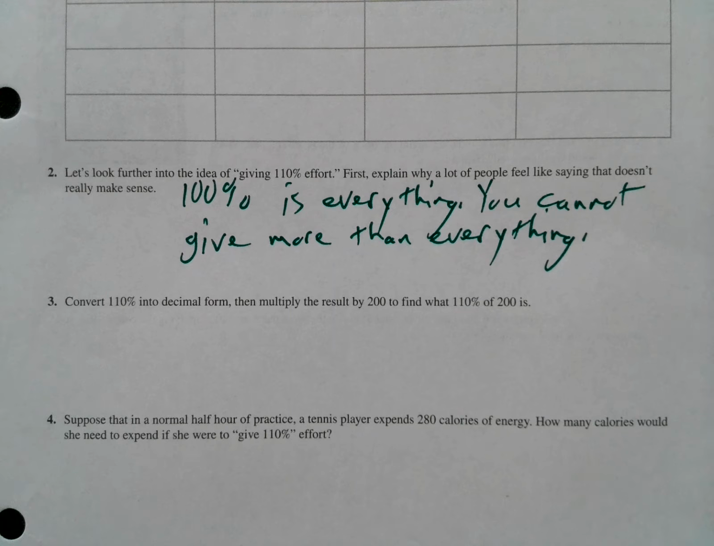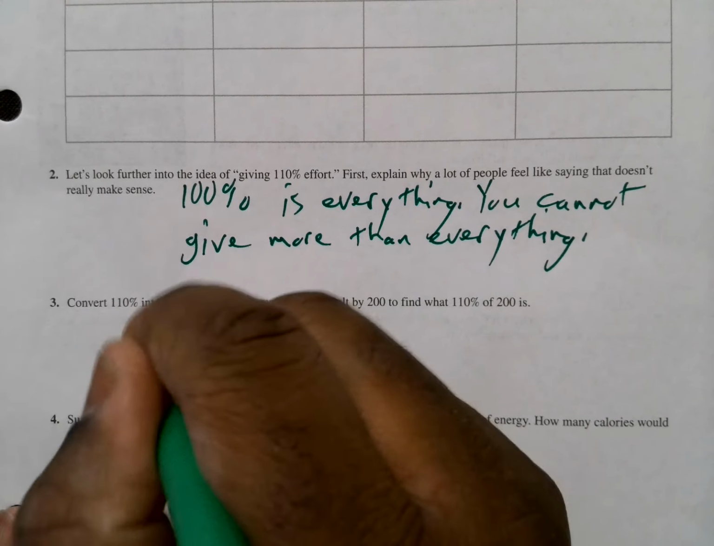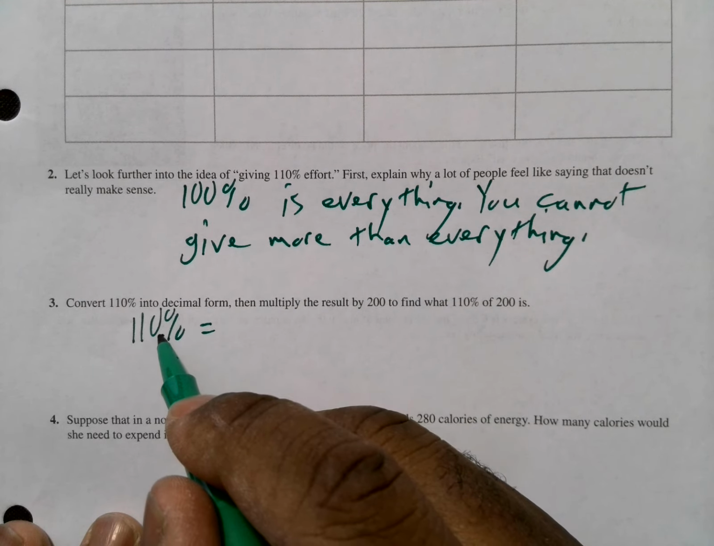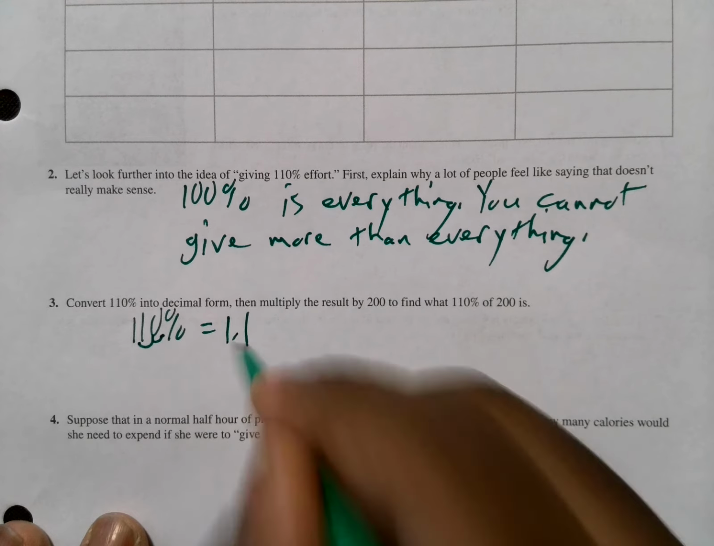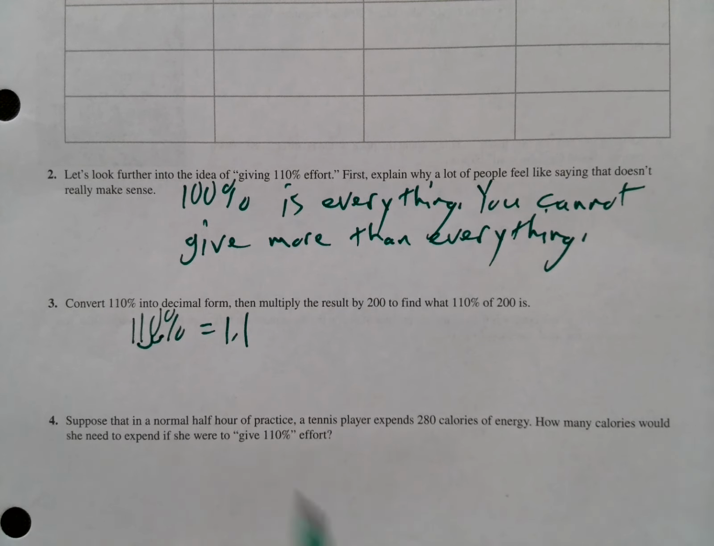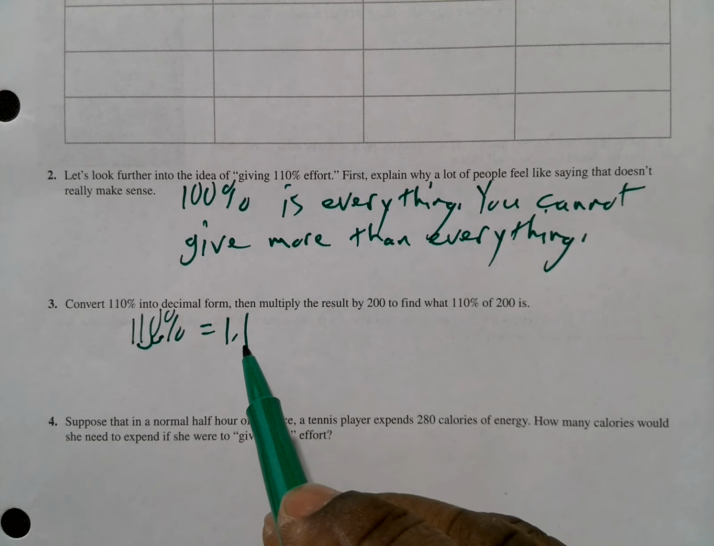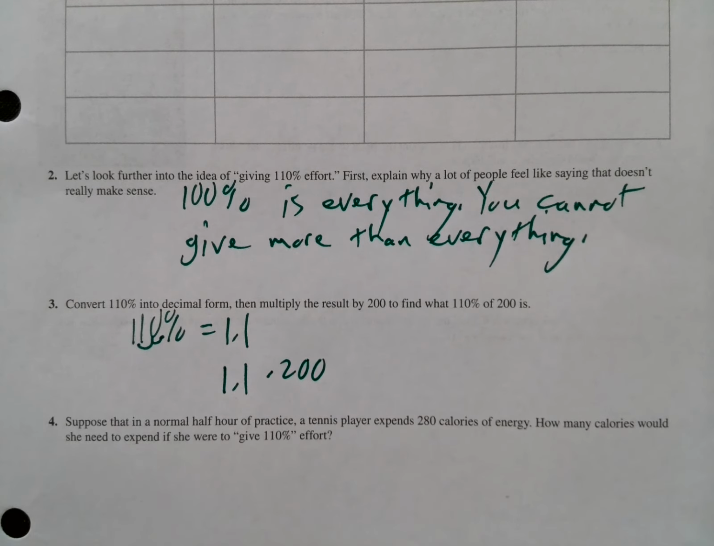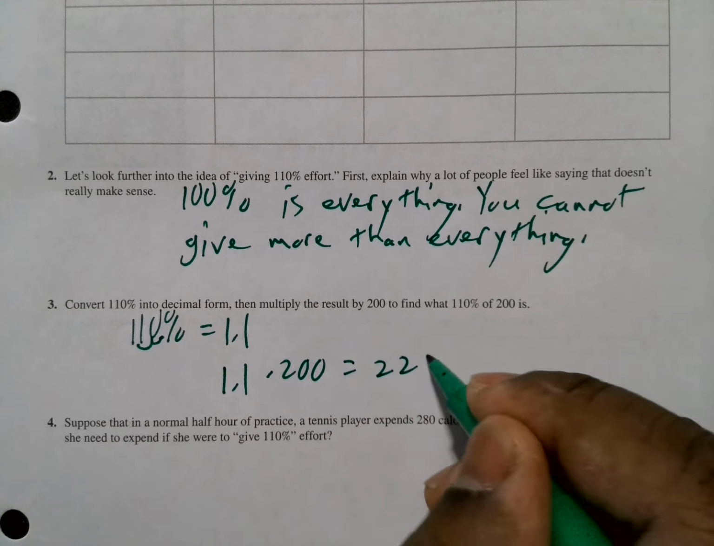Okay, number 3. It says convert 110% into decimal form. Then multiply the result by 200 to find what 110% of 200 is. So this is what we would do. We would first write 110% as a decimal. We drop the percent sign, and you know it's assumed to be a decimal at the end. We'll move it 2 places to the left, and it'll be 1.1, or you can write 1.10. So this is 110% as a decimal. Now they want us to take this value and multiply it by 200. When you put this in your calculator, it'll give you 220.